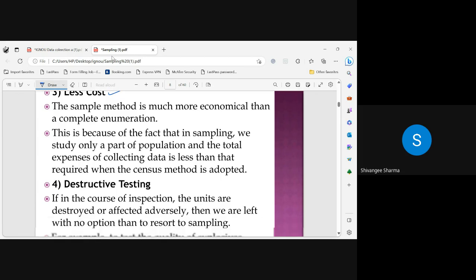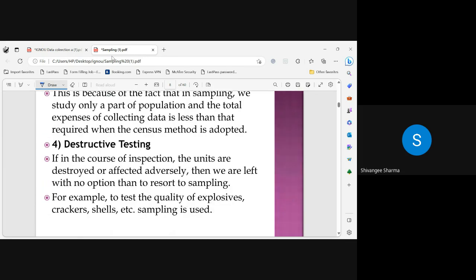Then next is your destructive testing. So if in the course of inspection the units are destroyed or affected adversely, then we are left with no option other than to resort to sampling, right? For example, test of quality of explosives, right? See, now if we do the test of quality of explosive on all the explosive, then what will be left after that? Nothing. That's why we draw samples for that, because these units are destroyed or affected adversely once the tests are done.